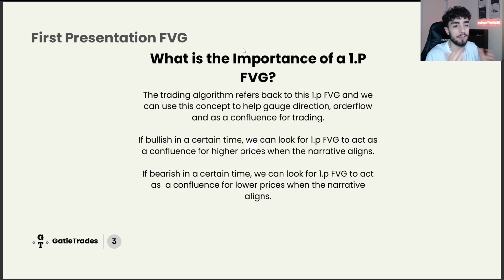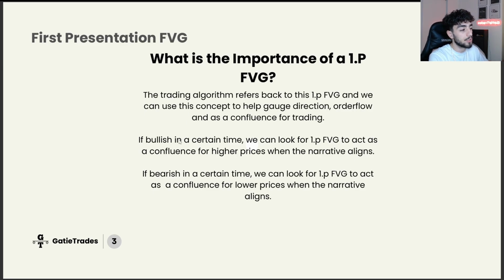Now, I'm not saying every single first presentation fair value gap you can take long or short. I'm simply outlining that it's going to be referred back to algorithmically. And what do we know about the algorithm if you've been paying attention thus far? The algorithm can only draw for four reasons, right? Higher or lower for imbalance or liquidity. We also know that we can use the algorithm to gauge order flow, right? So when we see a first presentation fair value gap, we can see how the algorithm refers back to it and what happens to try to gauge the order flow and the narrative that's going on.